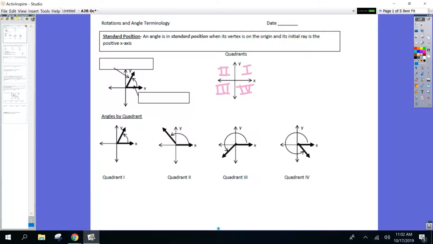All right, what we're going to start doing is I'm going to give you a degree measure, and you're going to draw that angle on the graph. Okay, before I do that though, a couple terms. When a graph is in standard position, which most of our angles will be, you will see one side on the x-axis. Everyone see that on your paper there? One side on the x-axis. That's what we're calling the initial side.